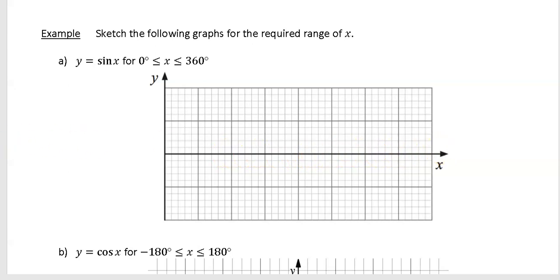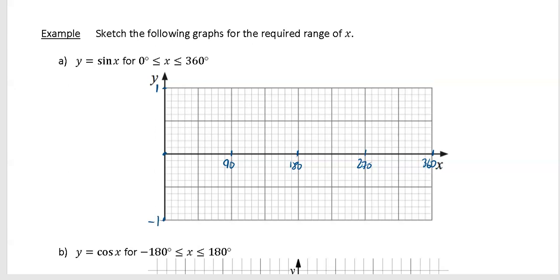I'm going to do 2 of these bigger squares for every 90 degrees. So here, first thing I'm going to do is mark on, that's going to be 90, that's going to be 180, that's going to be 270, and that's going to be 360. And again, I'm just going to hit sine of 0. Sine of 0 gives me 0. Oh, sorry, I'll mark on as well, I know my graph goes from 1 down to minus 1. So I've got my axes marked first before I do anything.